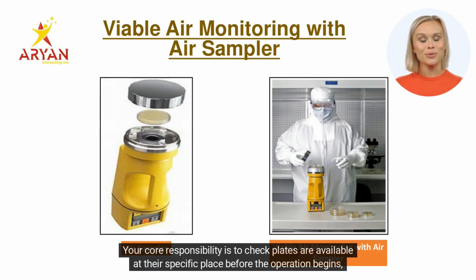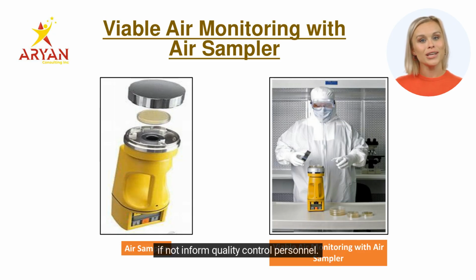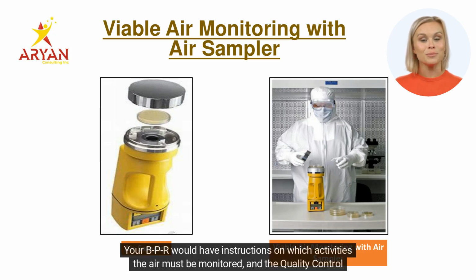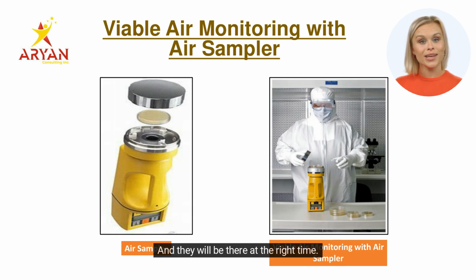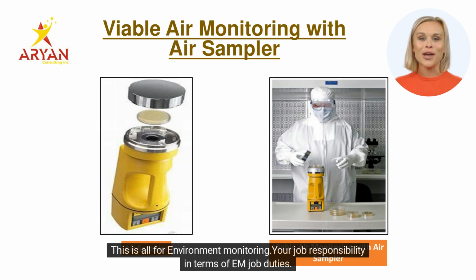Your core responsibility is to check plates are available at their specific place before the operation begins. If not, inform quality control personnel. Your BPR would have instructions on which activities the air must be monitored, and the quality control department also has the manufacturing schedule information. And they will be there at the right time. This is all for environment monitoring, your job responsibility in terms of EM job duties.